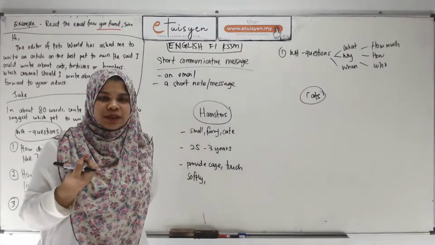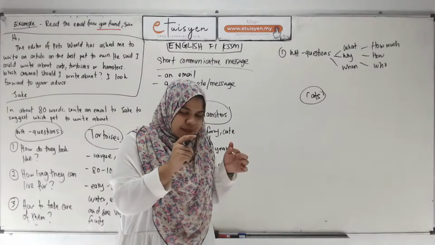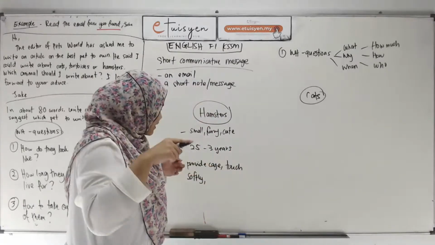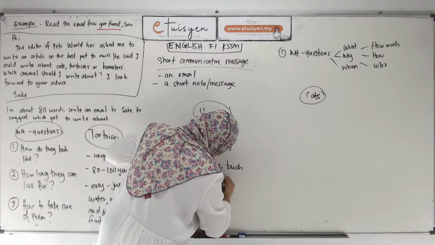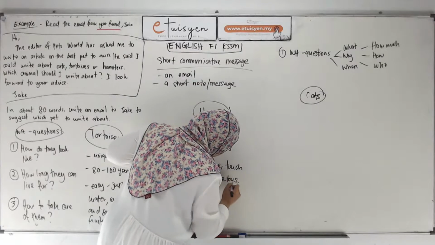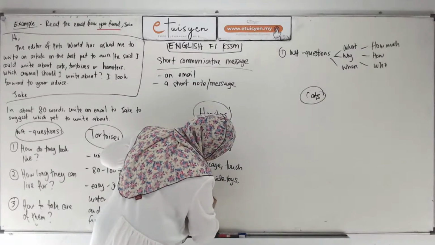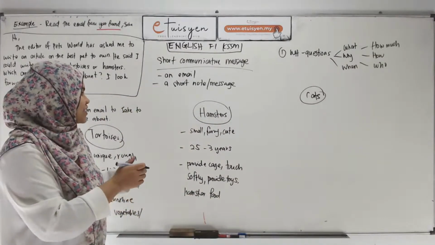I think you have to give them, what's it called? That thing. Sometimes I see there's like something that they can run through it. So probably you need to provide some toys. And then hamster food. I forgot what's it called, but I think I'm just gonna say hamster food. Okay, all right. So that's for hamsters.